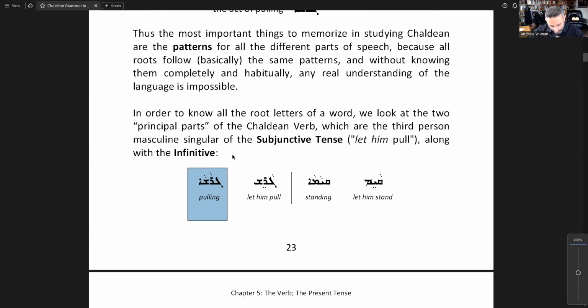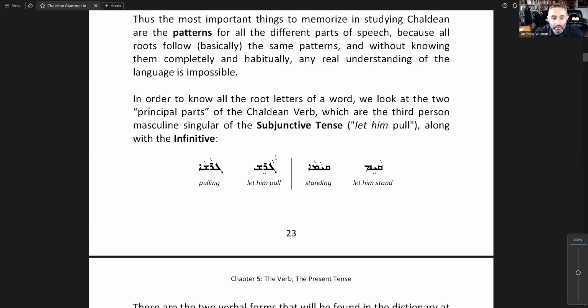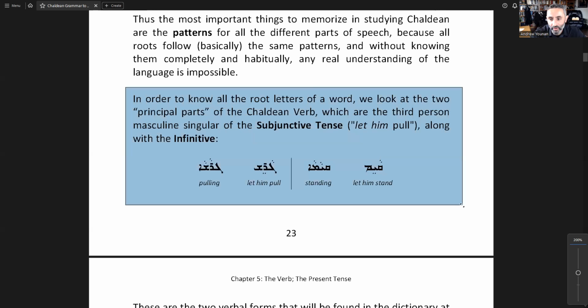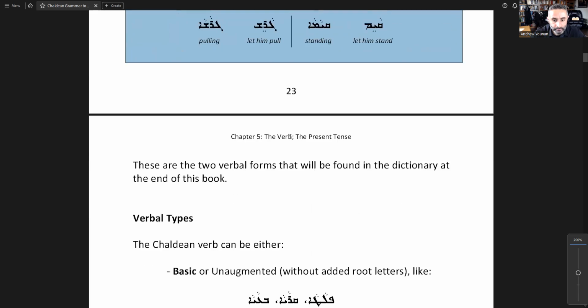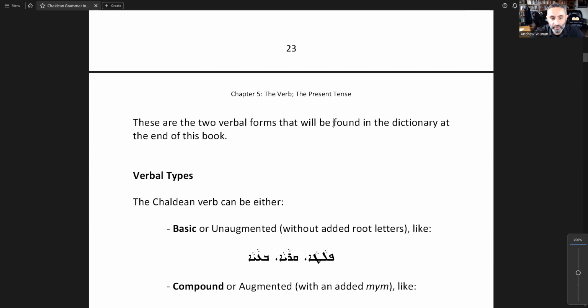I'm on page 197 of the grammar book, and I'm looking at the right side column: lawish, luasha. That means to wear. Every verb is going to have those two principal parts. They show you what can happen with that verb and how you can form other verbs with it. You don't really need to worry about that right now, but this is to inform you of how the dictionary is going to work at the end. I'm going to talk about what the subjunctive tense is in a second, and we'll talk about the infinitive a little bit later. This is just an informative paragraph. Don't worry so much about this right now. These are the two verbal forms that we found in the dictionary at the end of this book.